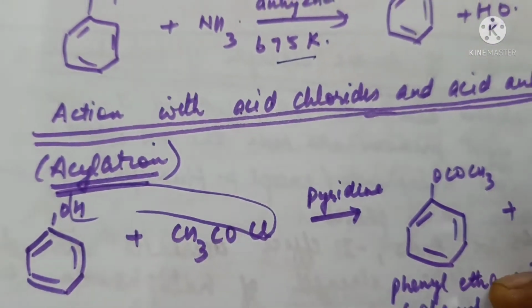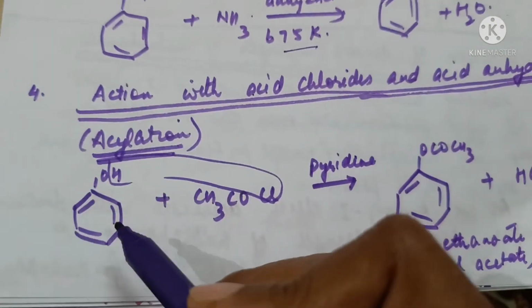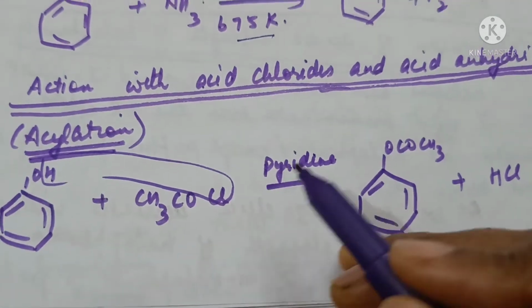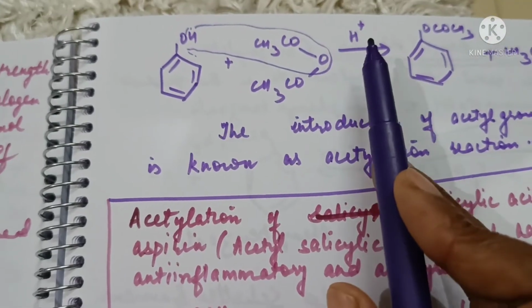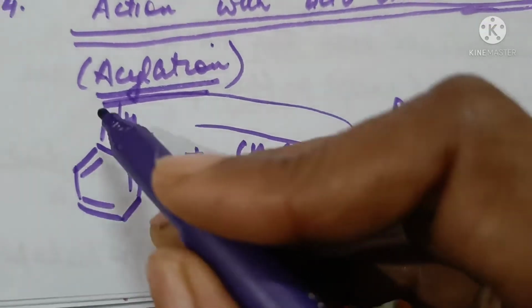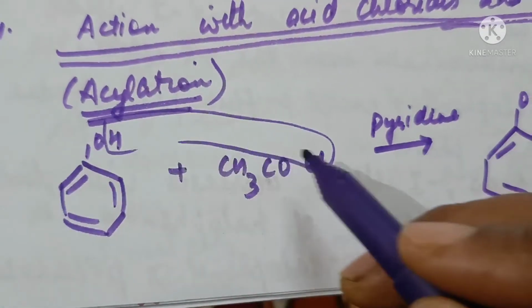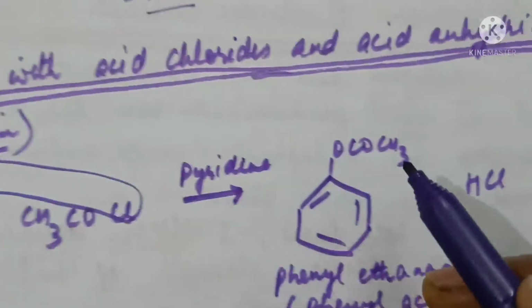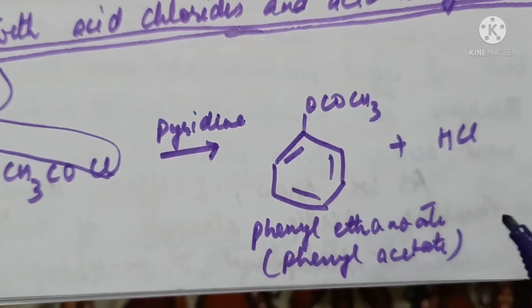Action with acid chlorides and acid anhydrides. When phenol reacts with acid halide in presence of pyridine, or acid anhydride in presence of a little bit of concentrated sulfuric acid, the H of the phenolic group will react with Cl to form HCl, and the COCH3 group will be attached and an ester will be formed. This is phenyl ethanoate.